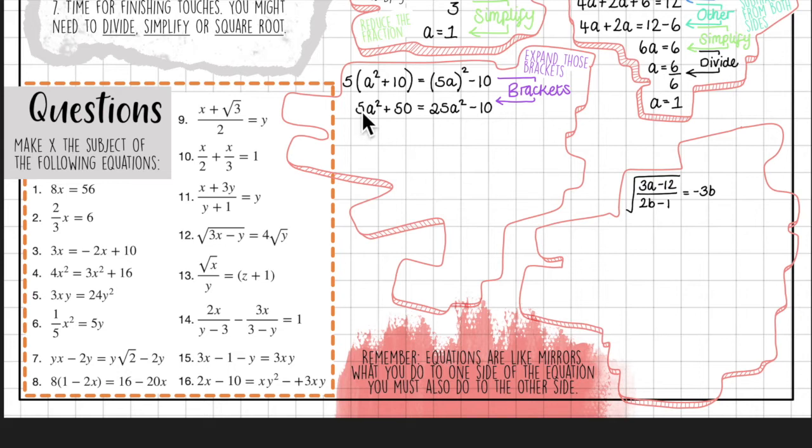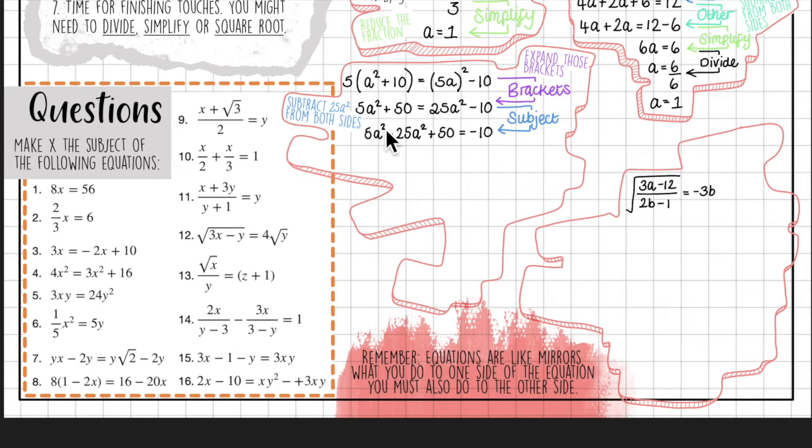So now we have 5a squared plus 50 is equal to 25a squared minus 10. Now we've done the brackets, the next bit is the subject step. So we need to make sure that all terms containing the subject are on one side. We've got a 5a squared on this side and we've got a 25a squared on this side. Therefore, this 25a squared needs to come to this side. And here's how we've done it. We've subtracted 25a squared from both sides, because remember, what you do to one side, you have to do to the other. I'll keep banging on about this, but it's helpful. You won't forget me banging on about it.